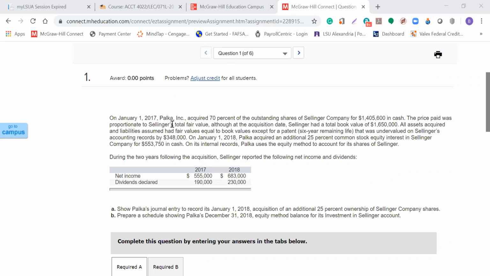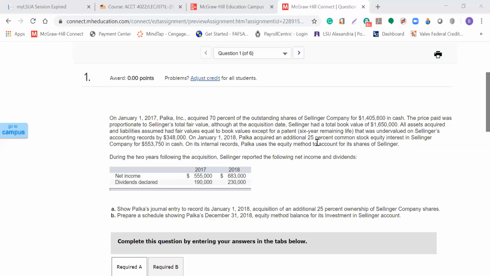So on January 1st, PACA acquired 70% of Sellinger's shares for $1,405,506,000. The price was paid proportionate to the total fair value, although at the acquisition date, Sellinger's book value was $1,650,000. All assets and liabilities assumed fair values equal to the book values, except for a patent with 6 years remaining life that was undervalued by $348,000.